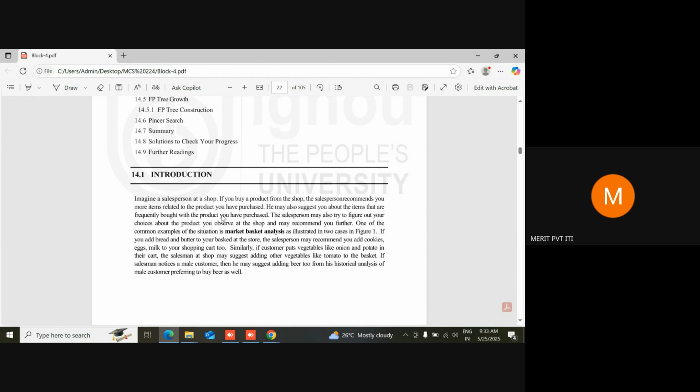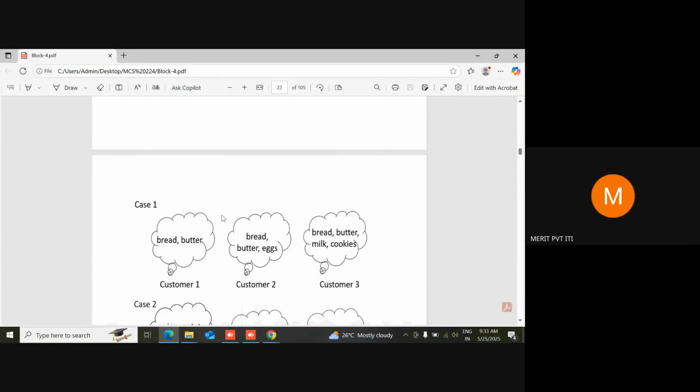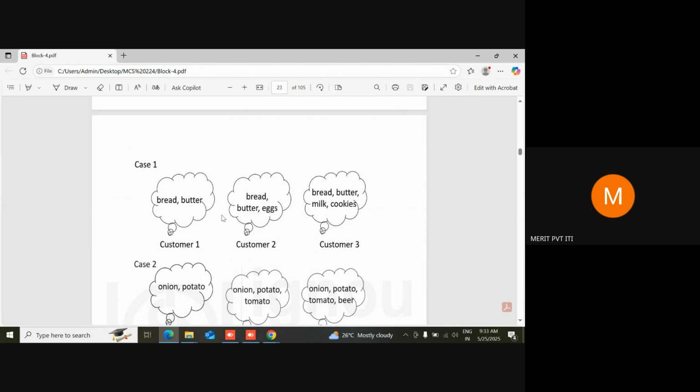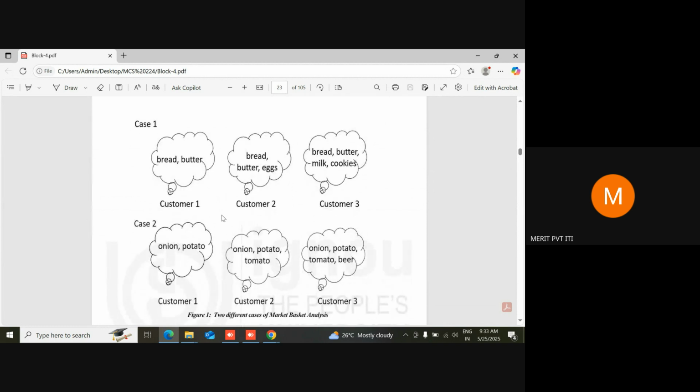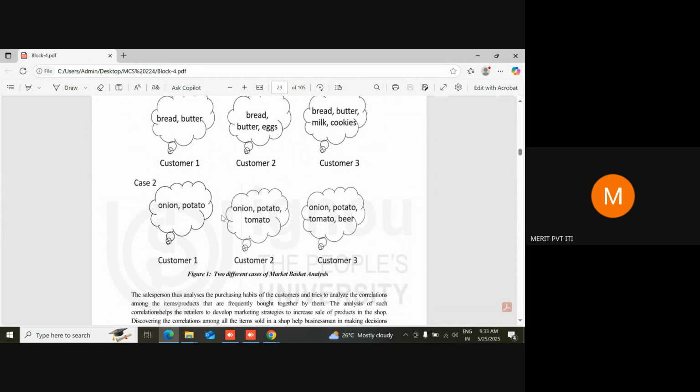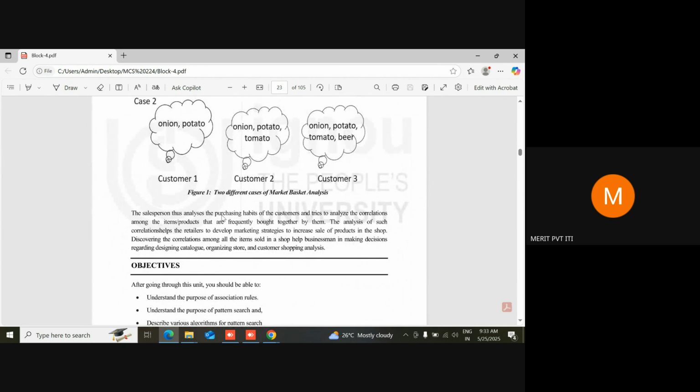So if you add bread and butter to your basket at the store, the salesperson recommends you add cookies, eggs, milk, etc. That's the type of thing. So this is bread, butter, egg, bread, butter, milk, cookies, and so on. Onion, potato, tomato, onion, potato, tomato, beer. It depends on which country you are in. Because here they won't put beer; here they will put onion, potato, tomato and cabbage or something else, cauliflower, something like that.